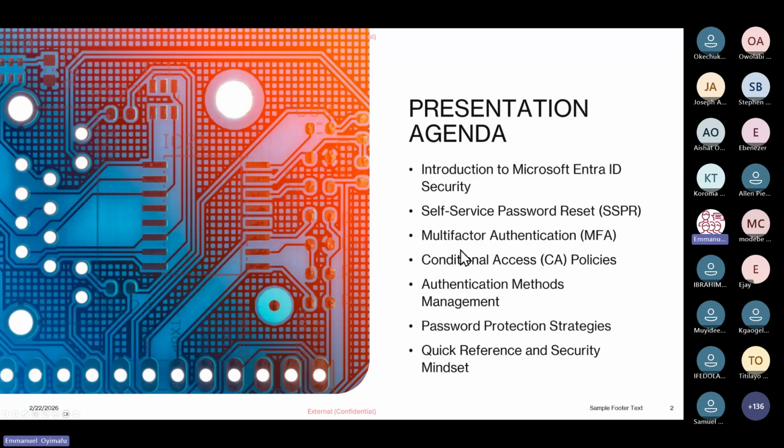So at the end of this section, at least everyone here, by the special grace of God, will understand the security measures in Microsoft Entra ID, how to configure self-service password reset, MFA, conditional access policy. So MFA means multi-factor authentication. While SSPR is self-service password reset. While CA means conditional access. We'll also talk about authentication methods, password protection strategies. Then we'll do that. Okay, let's go.